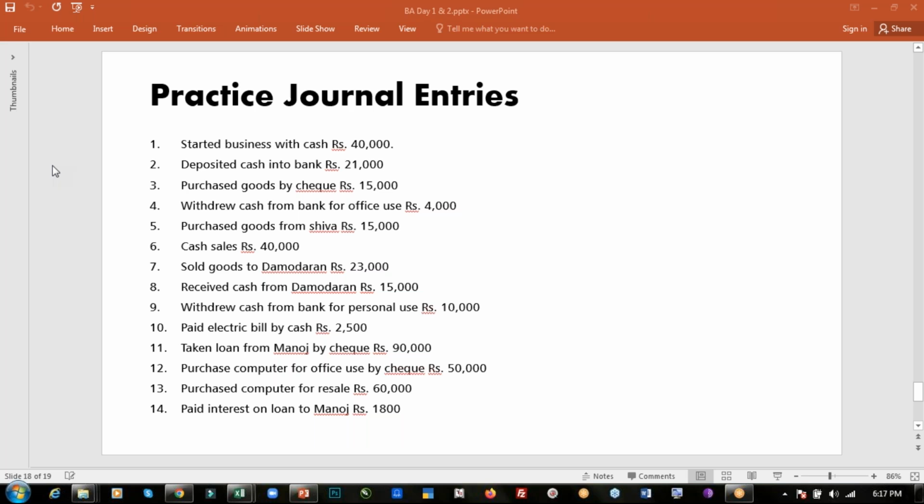All right. Fifth point, purchase goods from Shiva, rupees 15,000. What will be the entry, guys, for this one? Fifth point. Purchase goods from Shiva, rupees 15,000.